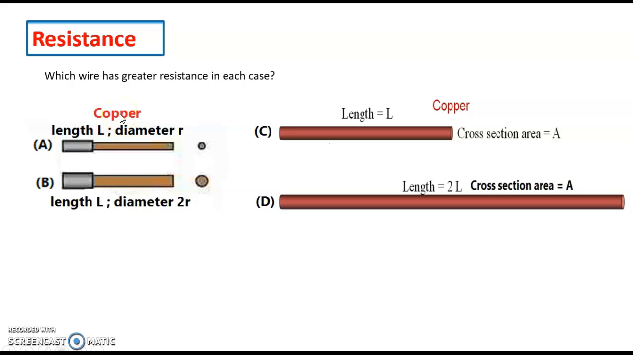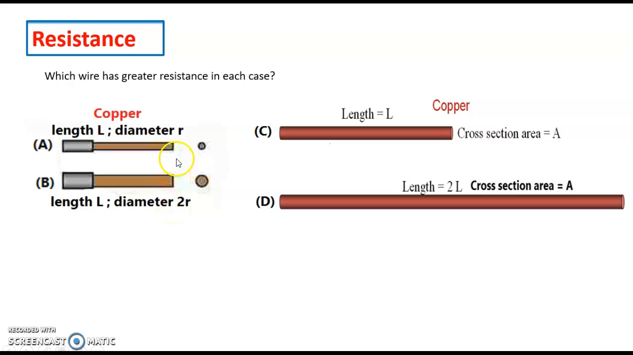Whenever we want to conclude or to compare two things, we have to take control of some factors and vary only one factor in order to study its effect. So here we have two copper wires A and B, so the same material, same length, but of course at the same temperature. But here the diameter is different. So we have diameter R and here diameter double R.